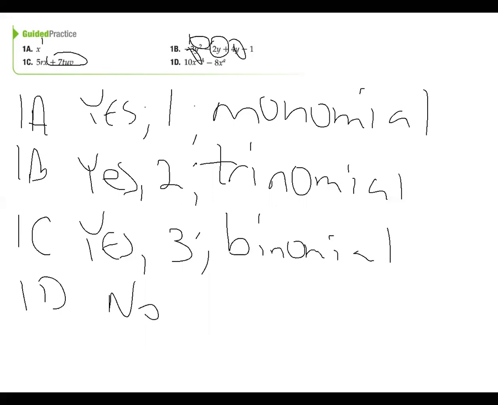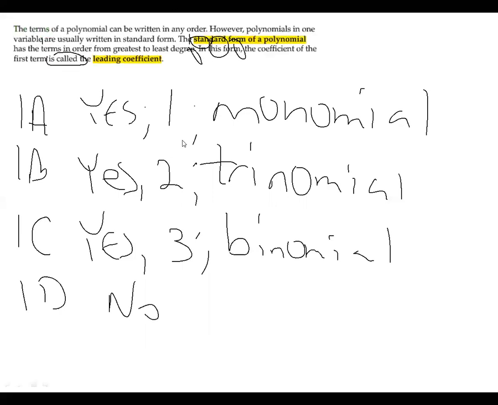Cool. All right. Let me clear those off. All right, the terms of a polynomial can be written in any order. However, polynomials in one variable are usually written in standard form. The standard form of a polynomial has the terms in order from greatest to least degree. In this form, the coefficient of the first term is what's called the leading coefficient.